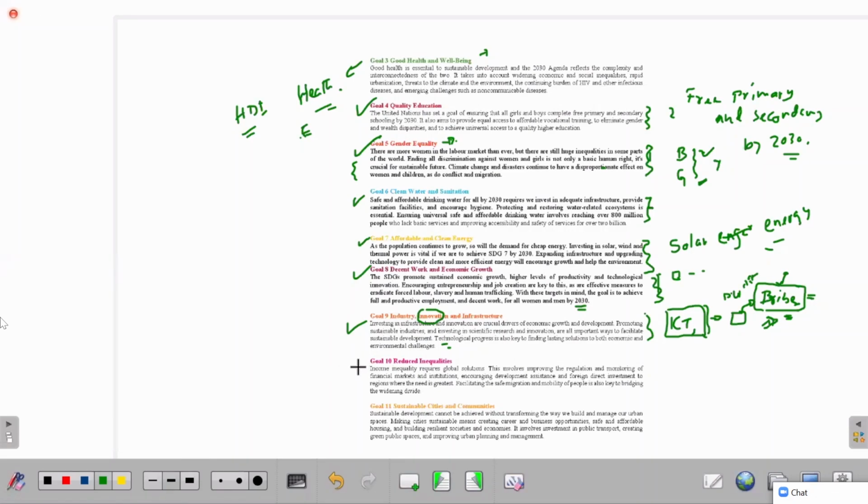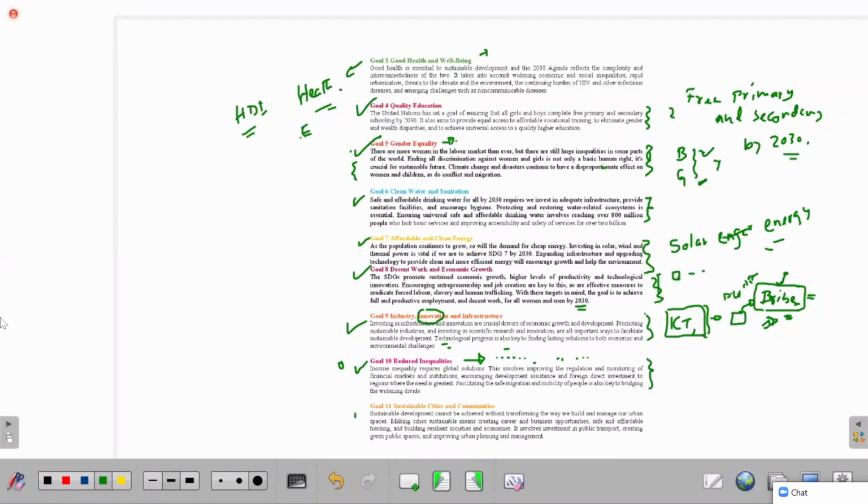Okay, so goal number 10 is reduced inequality. This is something like gender equality. Okay, so reduce all types of inequality, including gender. So goal number 5 and goal number 10 are similar. Goal number 5 is only gender, and goal number 10 is all types of inequality. As I mentioned in the last class, inequality is also a capability deprivation: income inequality, inequality in the workplace, inequality in gender distribution, or something like that. So this inequality should be reduced. This is also a goal for sustainable development.